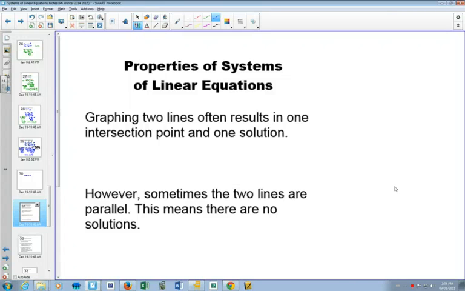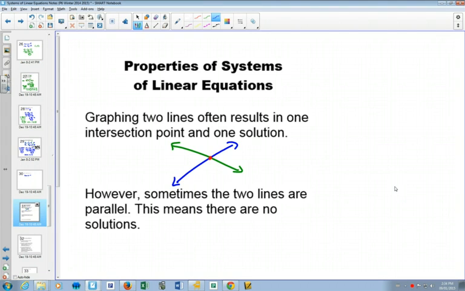So every question that we've solved so far has had one solution. That means you've had one line with one slope. This would be a positive slope. Maybe the other line had a negative slope. And they always intersected at a point, and we got a solution. But it is possible that you could have two lines that don't intersect.